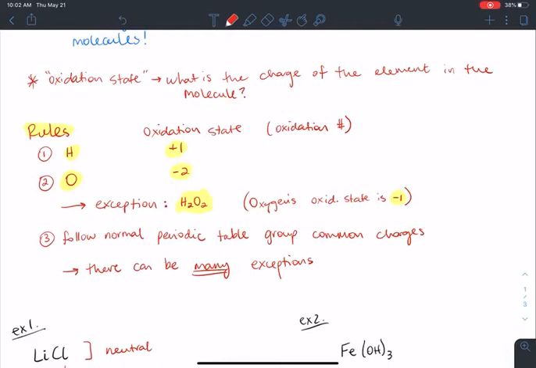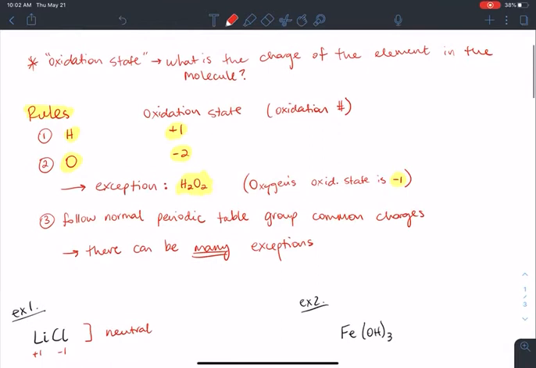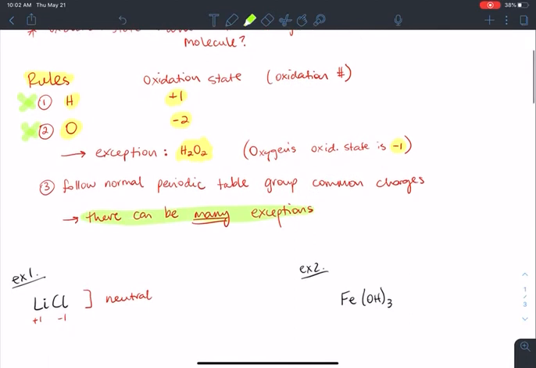Okay, so we have our rules. We have the one exception to those rules, which really isn't that big of a deal. And then the next thing you have to know is that you just follow the normal periodic table groups' common charges. And you've already memorized all those. Group 1A +1, group 2A +2, right? However, what you do need to note is that there are lots of exceptions to those rules, which means that often nitrogen is not going to be -3. Could be +3, could be whatever. The most important rules, the ones that you definitely need to focus on, are rules 1 and 2. Okay, so let's do some examples.